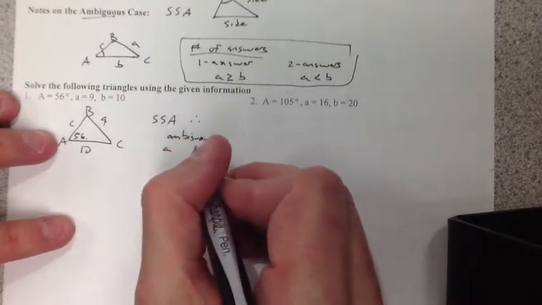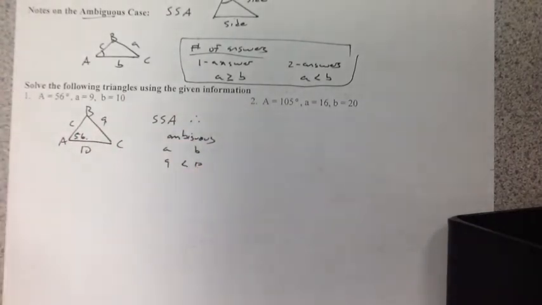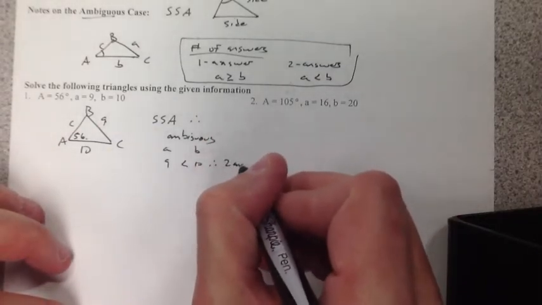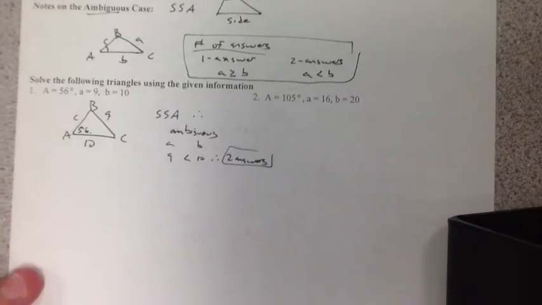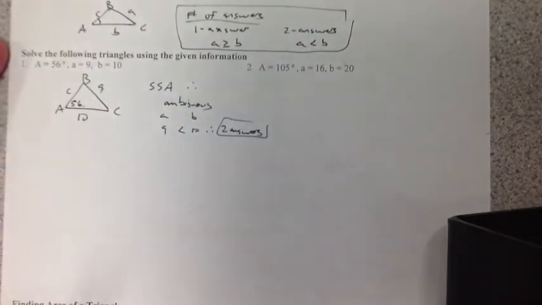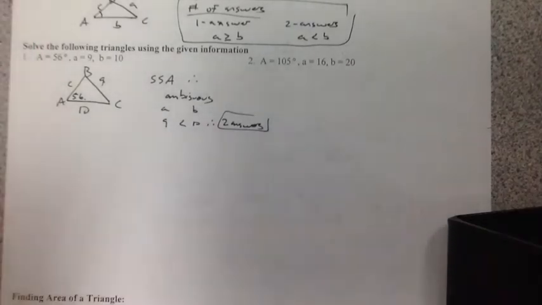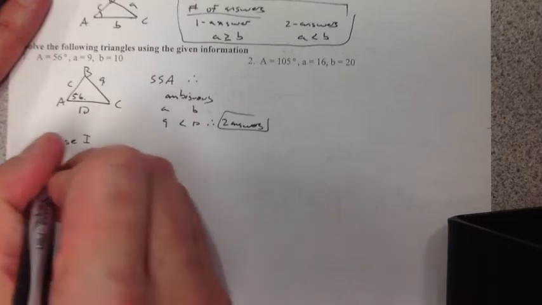So I can compare a and b. Well, a is 9, b is 10. It's less than. a is less than b, so we get two answers. Okay, so we're going to get two answers for this one. And we're going to use this whole space right here for this question, so be ready to write. So let's deal with just one of our answers for right now. We'll call this case 1.